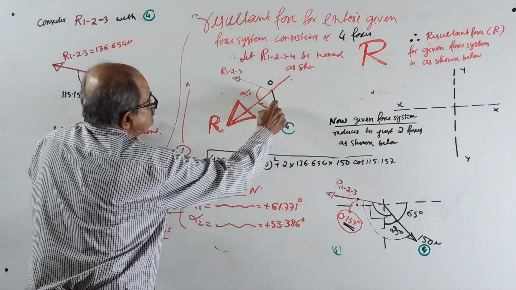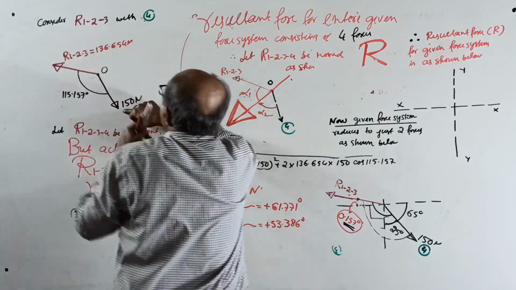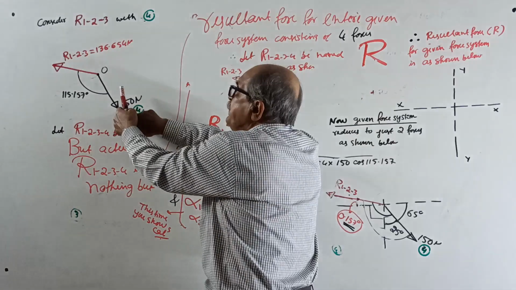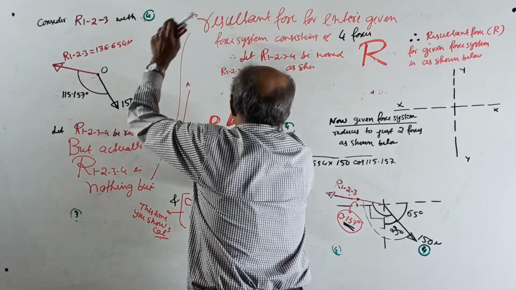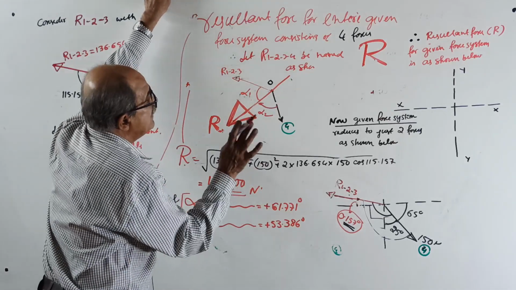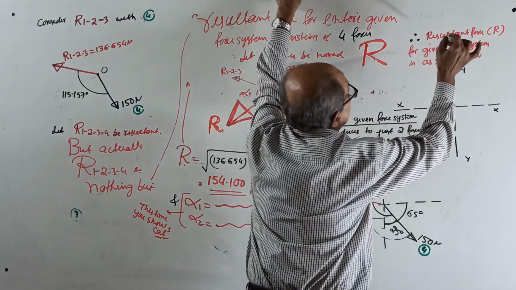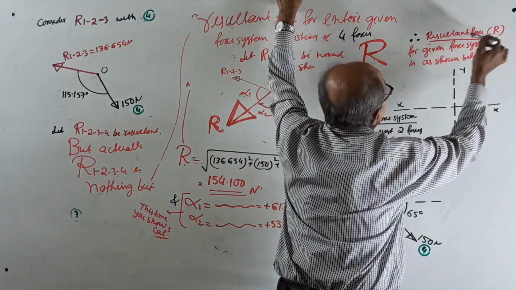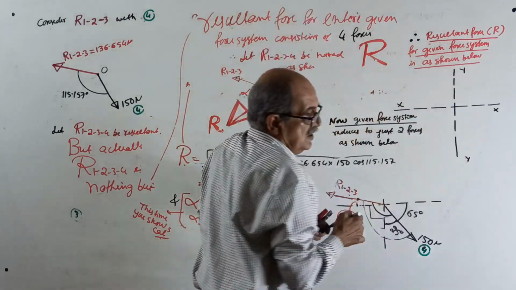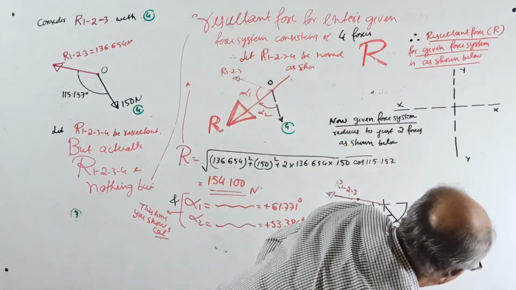Or alpha 2, the angle made by the resultant with this force, is 136.654 into sine of that angle divided by 150 plus that force into cos of that angle. Maybe the 30th time I am telling. Okay, get the answer. Now see here, I am removing everything. Therefore, the resultant force R for the given force system is as shown below.